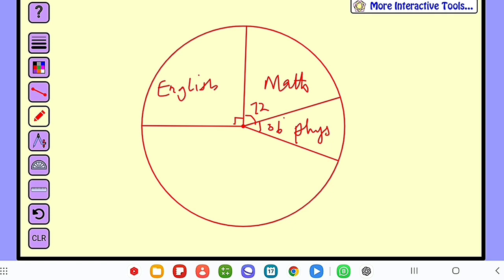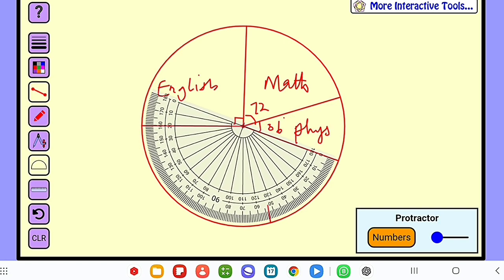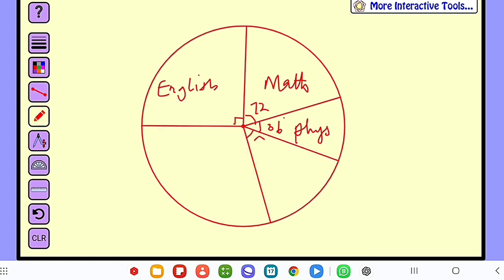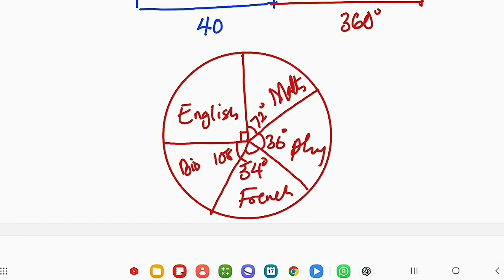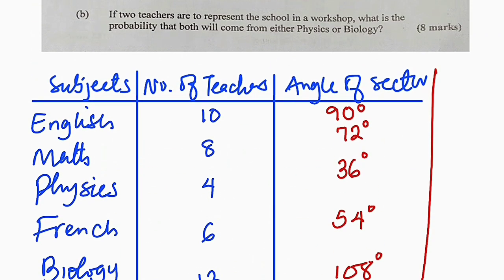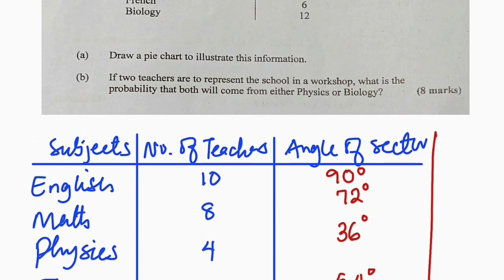This is physics. Then second to the last is 54 degrees. This is 54 degrees for French. Then lastly, this angle must be 108 degrees for what? Biology. And hence we have just answered the A part. We have represented the information on a pie chart.